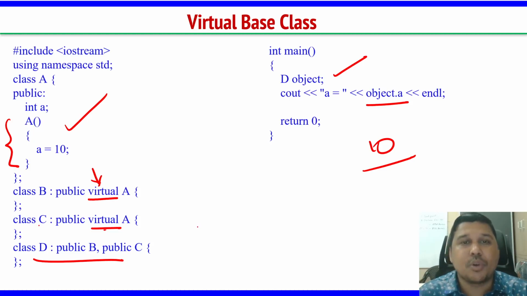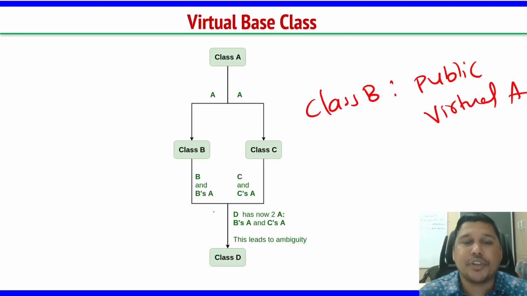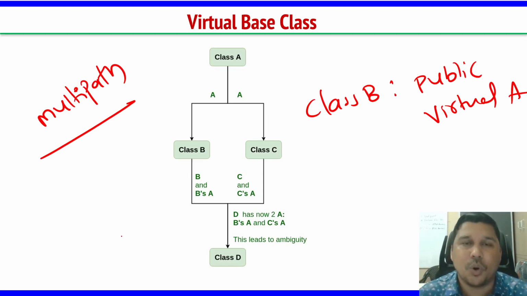So this is about virtual base class in C++. Very simple. These two concepts, ambiguity and the need for virtual base class, are just to avoid confusion or ambiguity errors during inheritance. When you are inheriting, there is a chance that this kind of error or issue can happen. So in multipath inheritance, this problem is occurring. So this is about virtual base class.